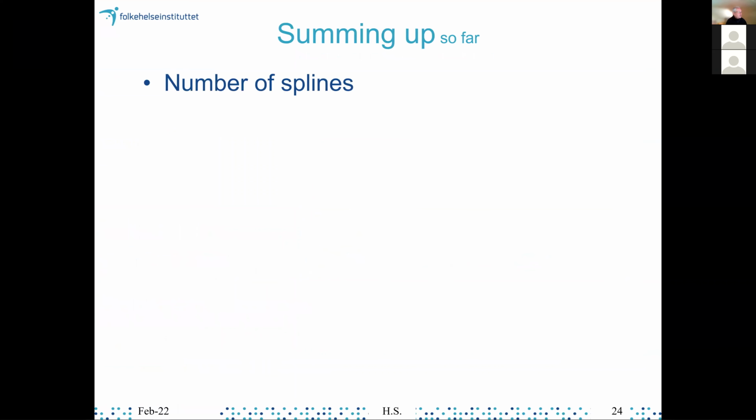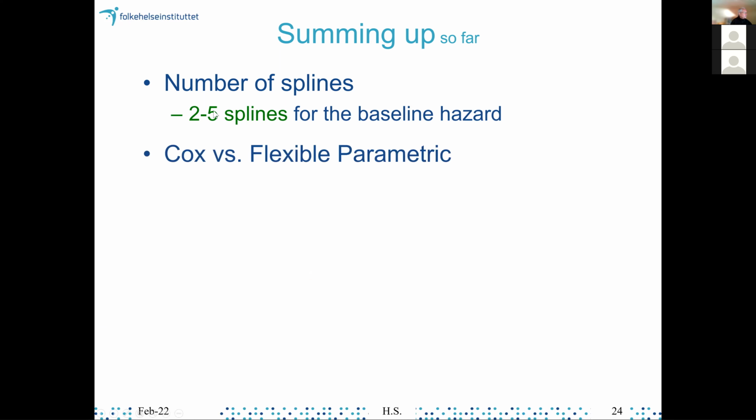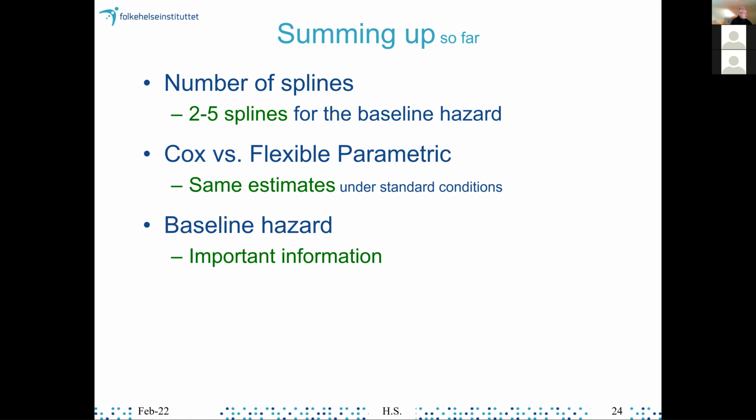So to sum up so far, I've shown you that in choosing the number of splines for the baseline hazard, 2 to 5 splines is okay, more if you have a large data set. When we're comparing Cox to the flexible parametric model, we get the same estimates under standard conditions, and the baseline hazard contains a lot of important information. It's something that we should always show. And the Cox can be a bit unstable in small data sets.